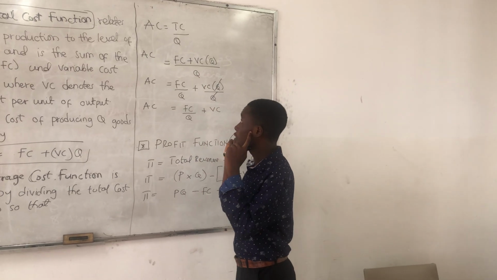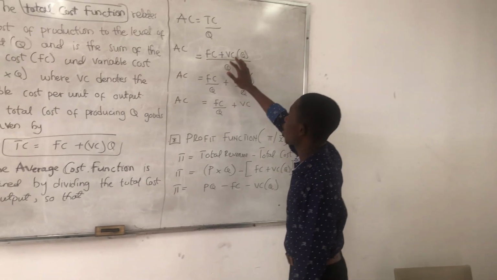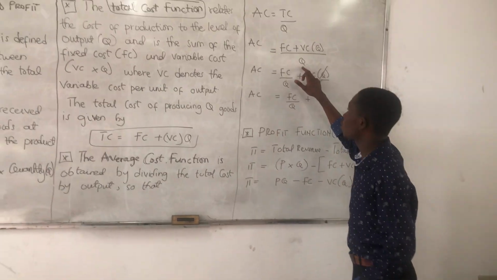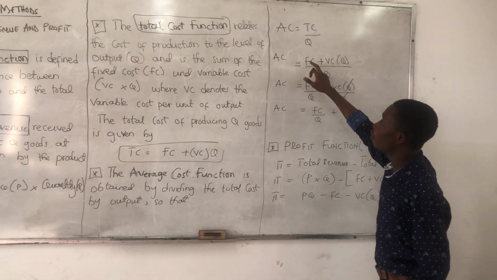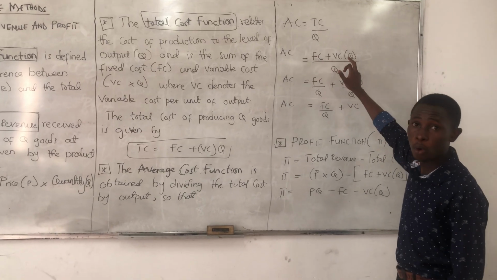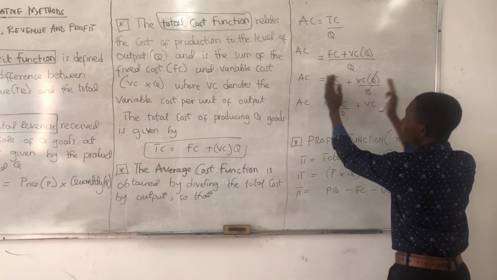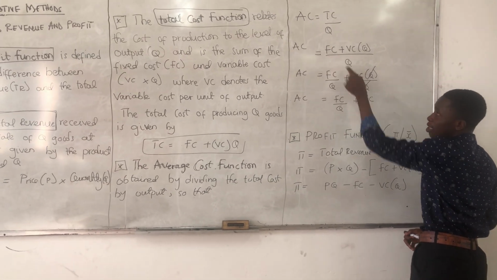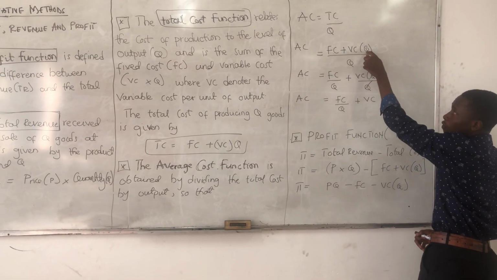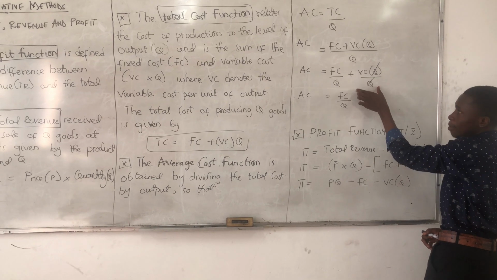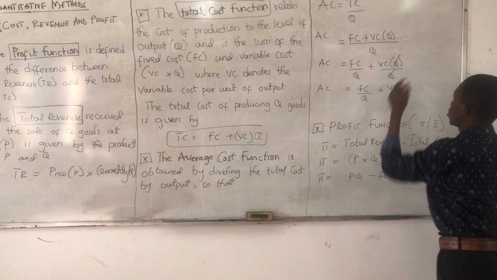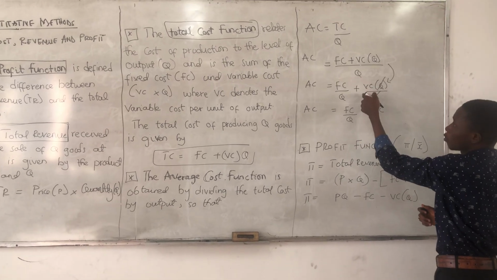Now, the understanding we have is fixed cost is different from variable cost times quantity. So how will you be able to identify this particular quantity? It's either for fixed cost or for variable cost. So what we do is we separate them. We pick the fixed cost over quantity, there's a plus, and there's the same plus here, variable cost times quantity divided by that same quantity. So this is the expanded form of this.